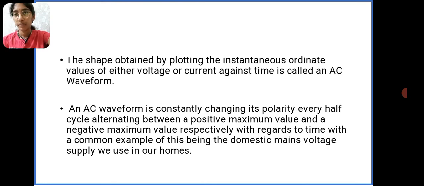The shape obtained by plotting instantaneous ordinate values of either voltage or current against time is called an AC waveform. An AC waveform is constantly changing its polarity every half cycle, alternating between a positive maximum value and a negative maximum value, respectively, with regards to time, with a common example of this being the domestic mains voltage supply we use in our homes.